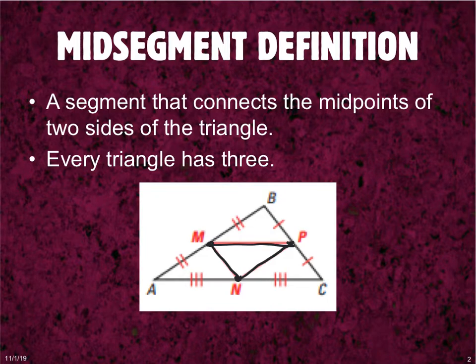The way that we can tell that point M is a midpoint is notice that we have congruency marks here. So I can tell that it's splitting my segment AB into 2 congruent pieces. And that's all the way around all 3 sides.